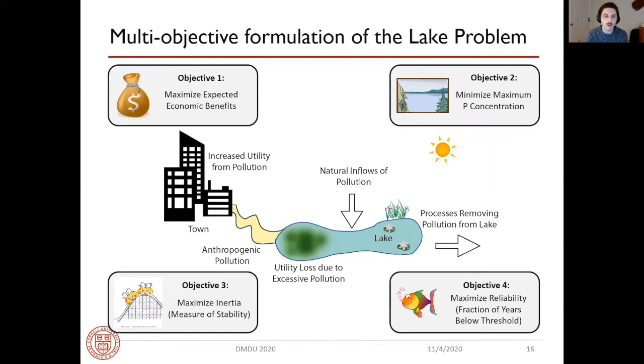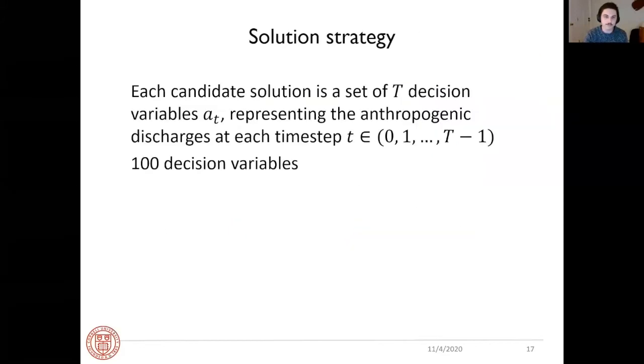They also want to maximize the inertia of a policy. They don't want to have wild swings between a ton of phosphorus input one year and no phosphorus input the next year. So this inertia objective is really trying to get a stable output of phosphorus into the lake. And then finally, they want to maximize the reliability, which is defined as the fraction of years where the lake is able to maintain a healthy state below that tipping point.